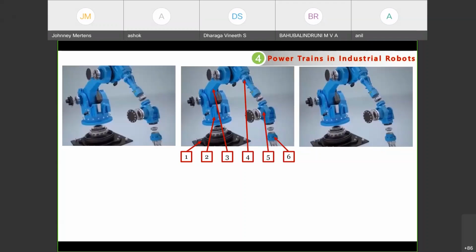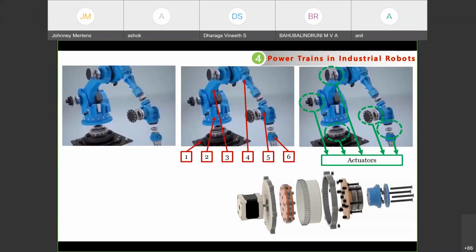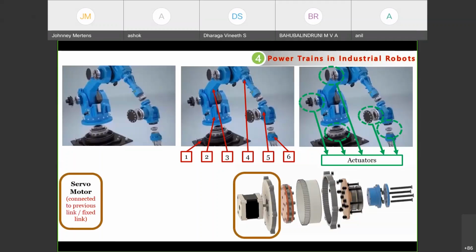And in the next view, these are the parts used, in the exploded view shown of the industrial robot. What is this? These are the actuators. All these green color rounded parts are actuators. Now what is meant by actuators? You can see at the bottom the exploded view. This is a typical type of actuator. What parts are available in this actuator? We'll see one by one. It consists of a servo motor.